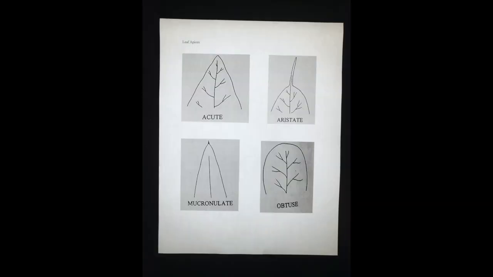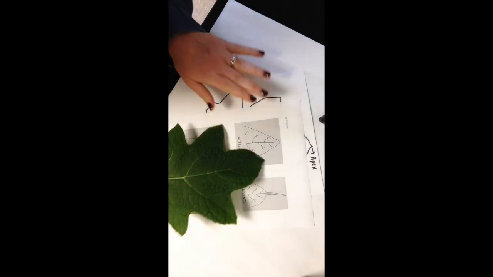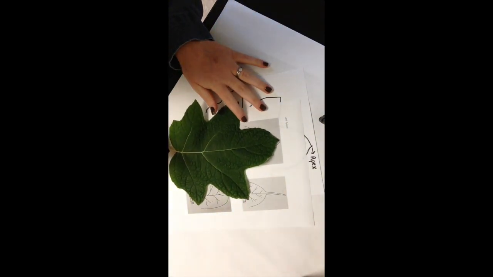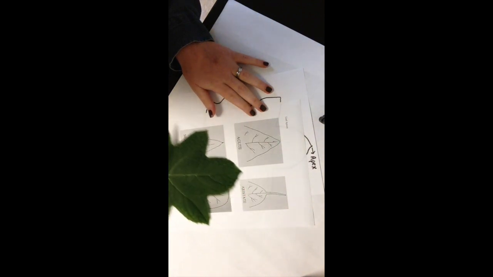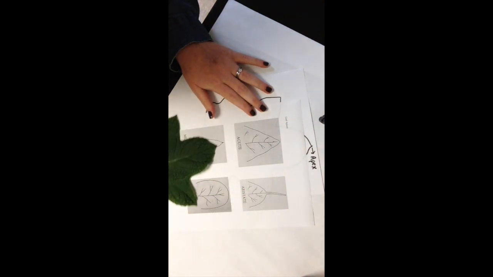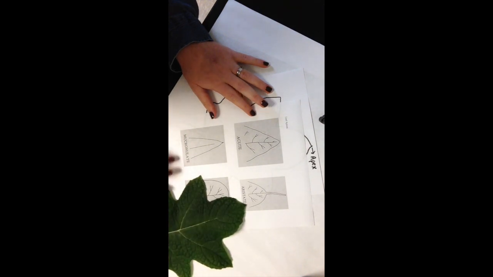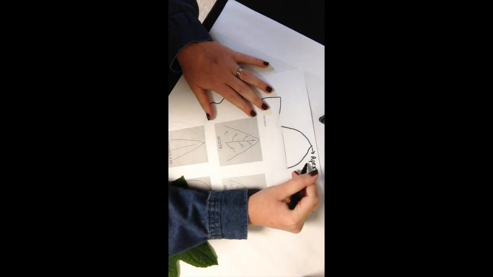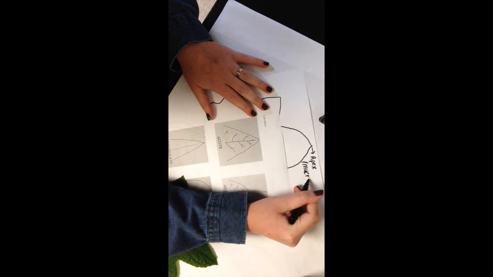The next part of the leaf to identify is the apex. These are 4 common apex types, and what I'm going to do is take the leaf and hold it to the sheet and try to identify which one is most similar to our apex. After comparing the apex to all the ones on the sheet, I determined that our apex for the oak leaf hydrangea is the mucronulate apex.